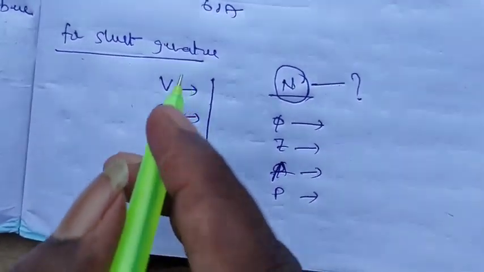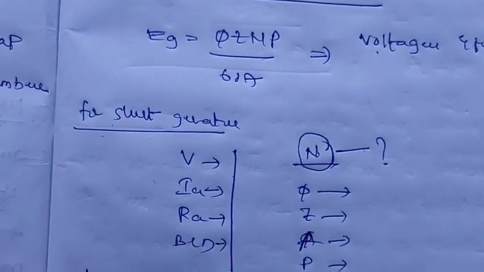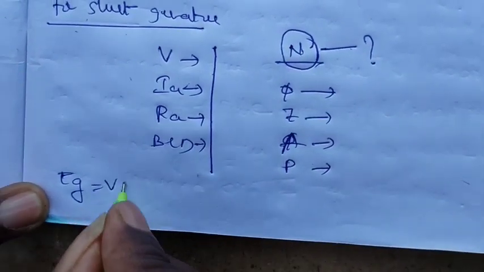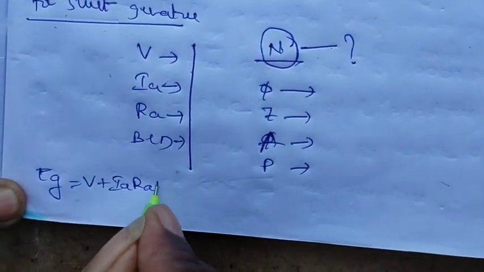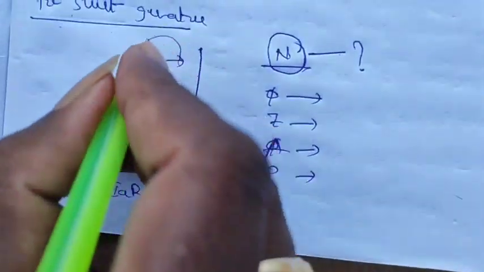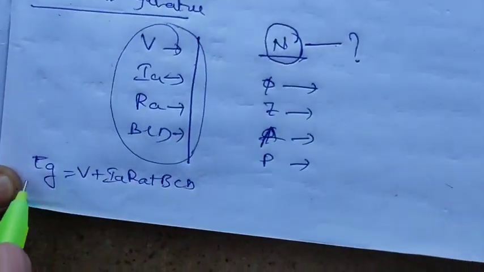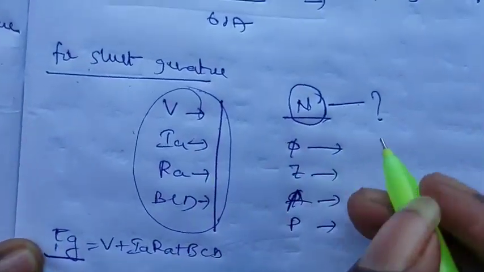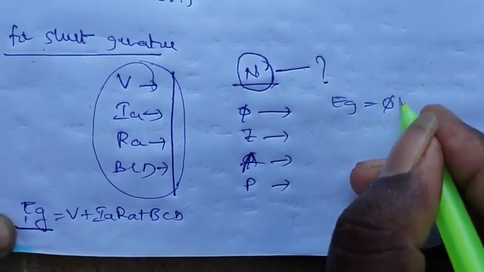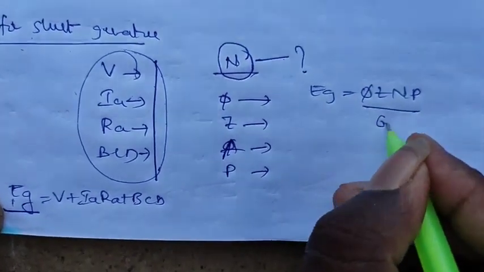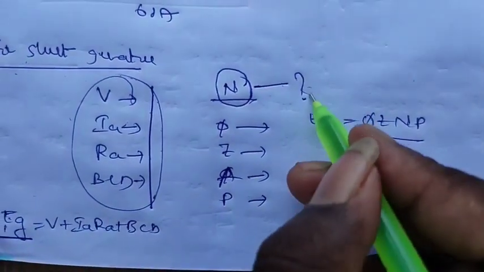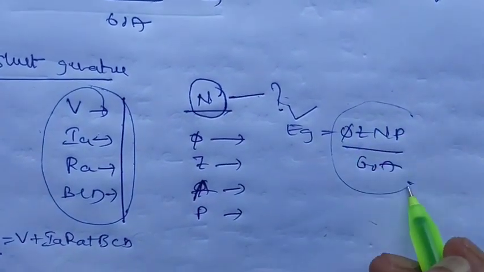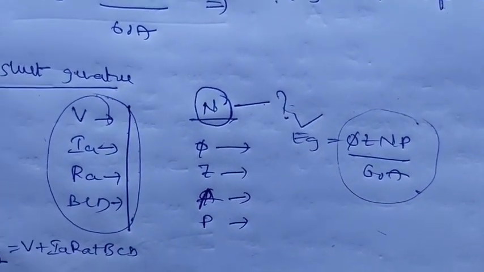In that type of problem, we determine the voltage equation of the generator. What is given? A shunt generator. For a shunt generator, Eg equals V plus Ia Ra plus brush contact drop. From these parameters we can determine Eg. This Eg can be substituted as Eg = φZNP/60A, and then whatever parameter they ask for can be determined.